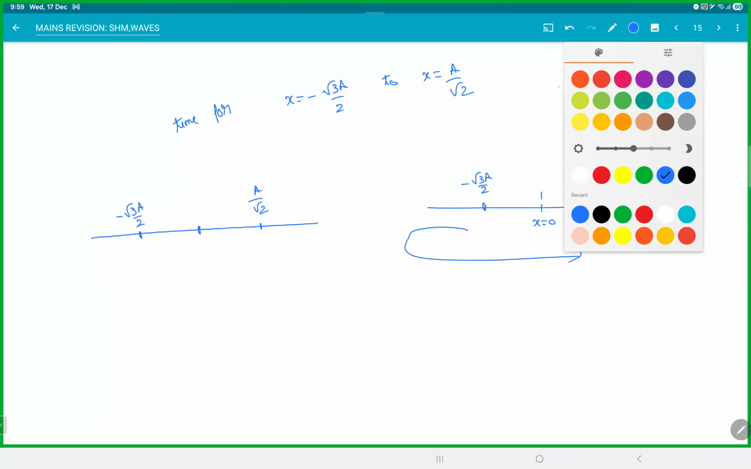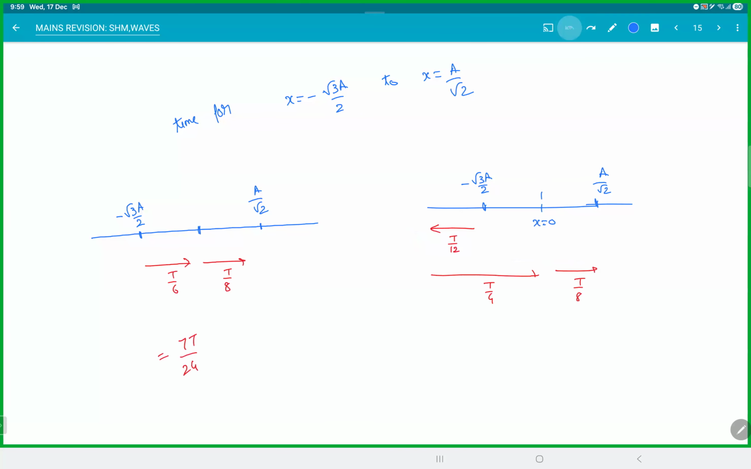I told you the values if you remember. To go from root 3 by 2 to here, T by 6, this is T by 8, this is T by 12, T by 4, T by 8. So you can just add them up. You should know those values, the time taken from one point to another point. Do remember them, saves you time in the exam.